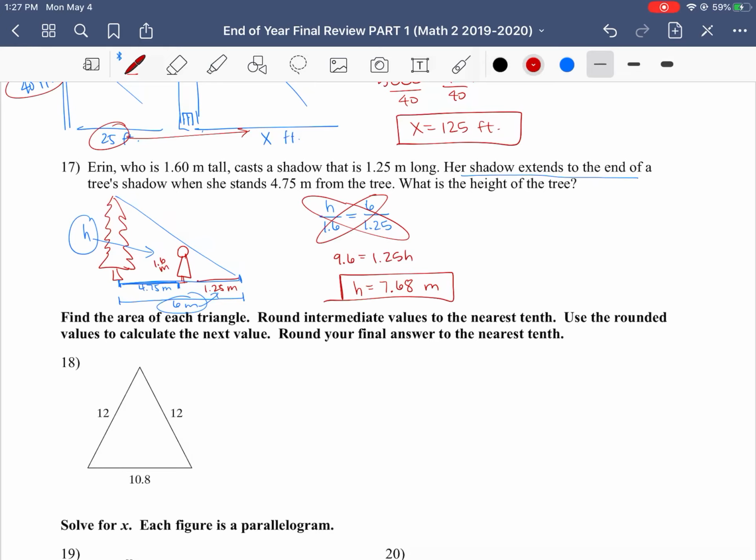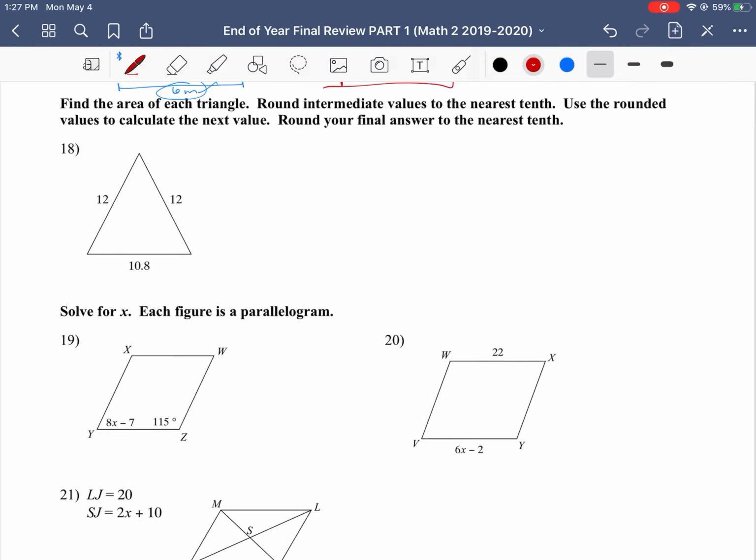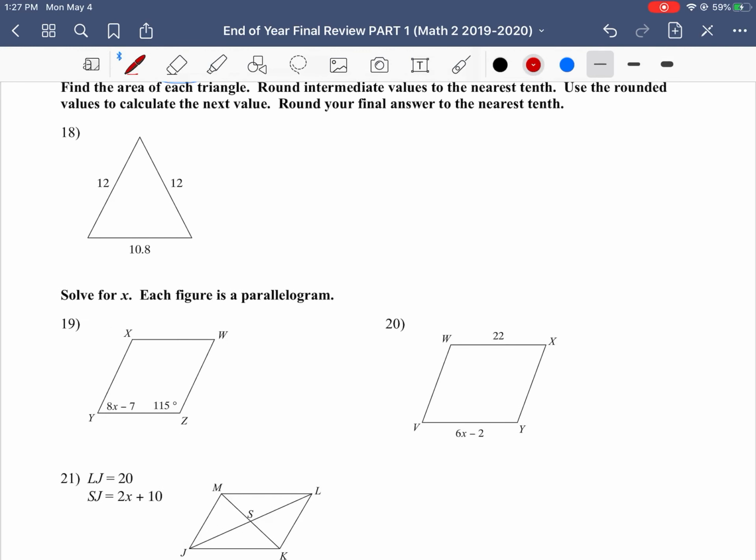Okay. All right, let's look through these last couple. So number 18, find the area of each triangle. Remember, anytime you hear area of a triangle, that should say, okay, that's 1/2 the base times the height, or base times height divided by 2, however you want to think about that. We're going to round intermediate values to the nearest tenth. That just means as you're going through the problem, if you need to round, stick to the nearest tenth.